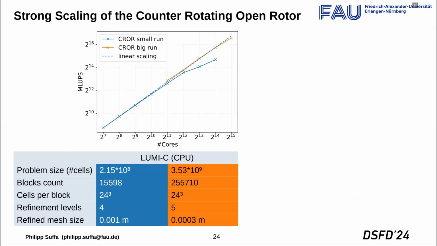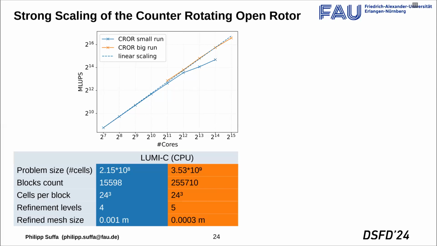We also did some strong scaling of this counter-rotating open rotor simulation, first with a small problem size of 200 million cells here. And we scaled it up to 2^12, to 2^13 cores. But we see that at this point, the problem size is a bit too small for the number of cores, so we could get some performance drop.